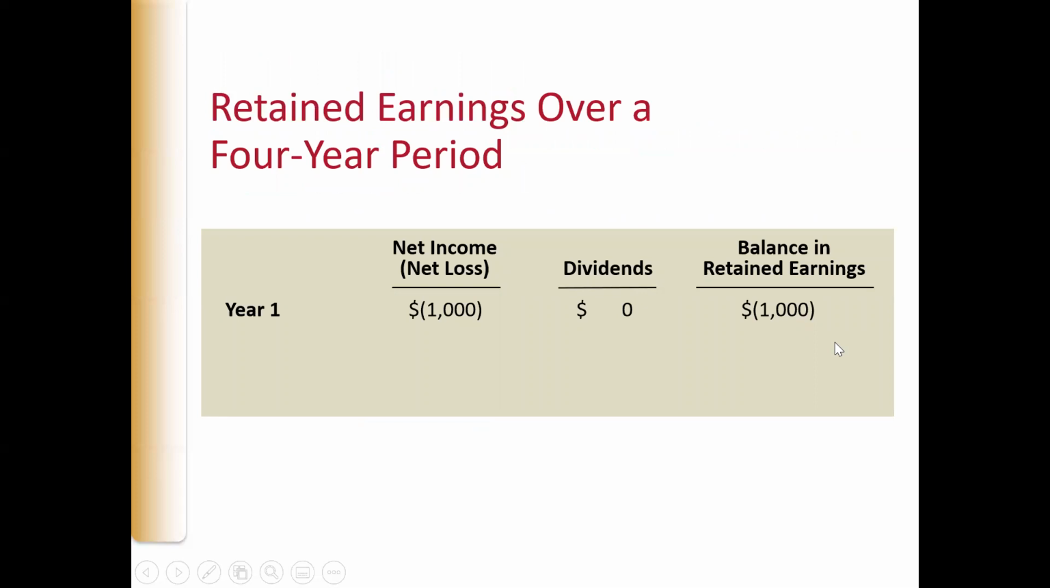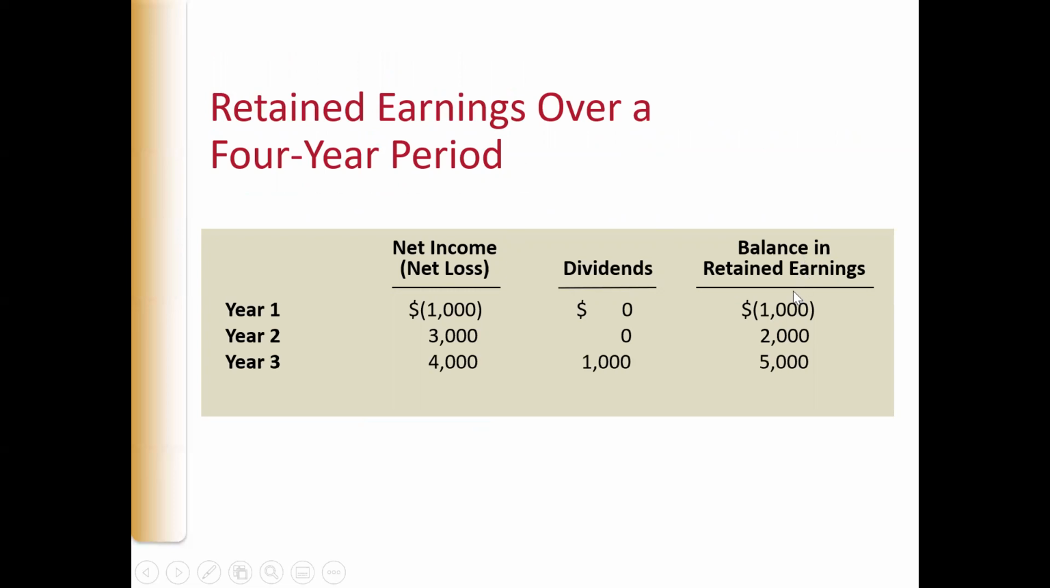As you see here, in year one of this company, they started with a $1,000 loss, which is a debit balance, which is not the normal balance. So we show that as a minus sign. In year two, there's a $3,000 net income. That $3,000 net income minus the $1,000 deficit ends up with a balance in retained earnings of $2,000.